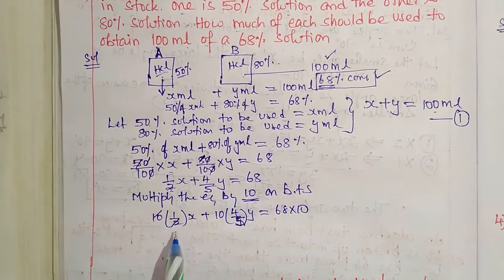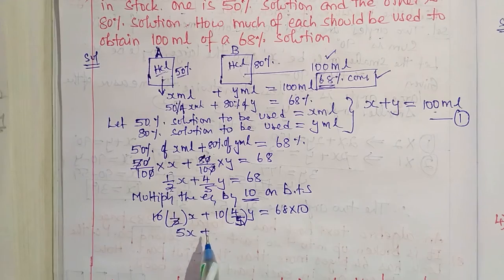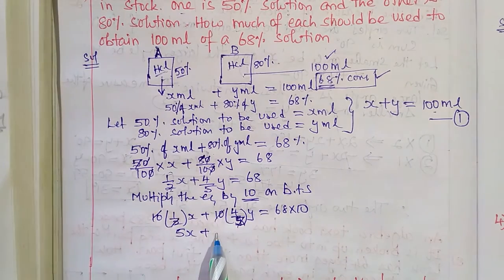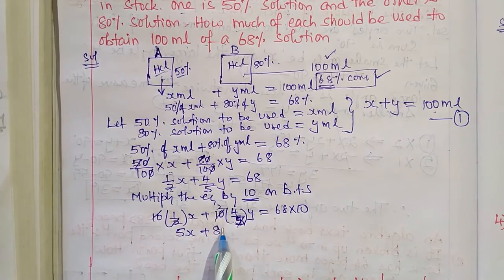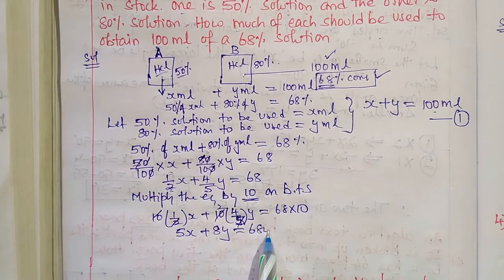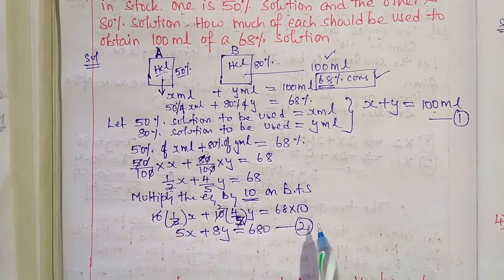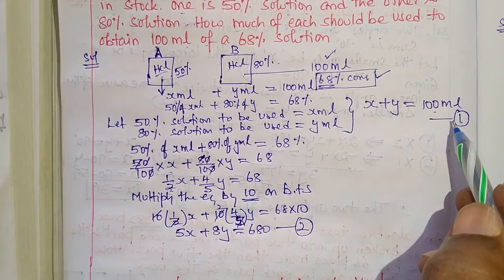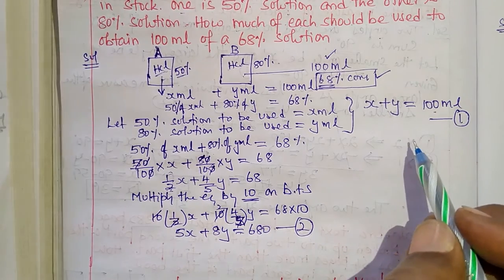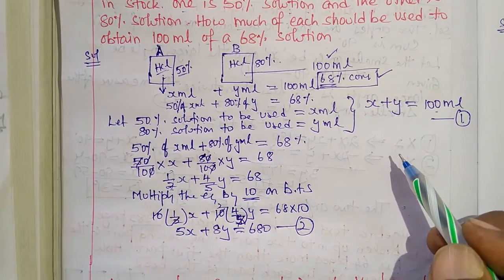So what will I get? 2 1s are 2, 2 5s are 10, so this is 5X plus 5 1s are 5, 5 2s are 10, so 2 4s are 8Y equals 680. This is how I have got the two equations now. Having got the two equations, I will solve them to find the value of X and Y.